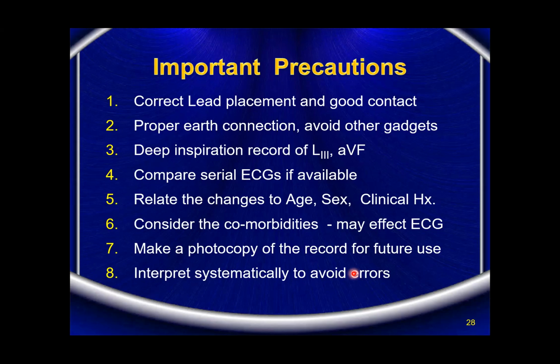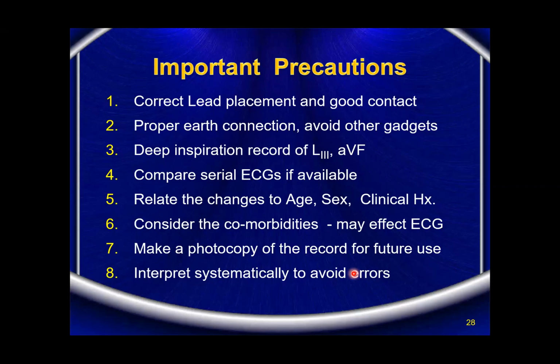Also, pediatric ECGs are very different from adult ECGs. Likewise, female ECGs are a little different from male ECGs. So age and sex and clinical history are also important. Clinical history is important to know whether the changes are recent or there are some old changes which we are seeing. Consider the comorbidities also that may affect. For example, electrolyte disturbances are notorious for causing changes in the ECG. So if we do not know whether the potassium and sodium values are normal, then it is difficult to interpret the ECG changes in the ST and T.